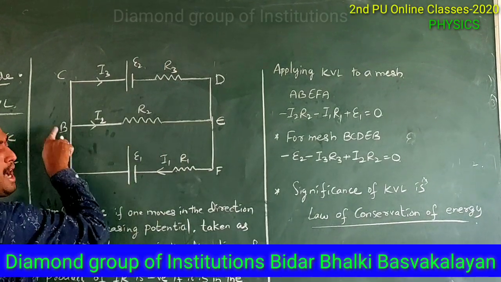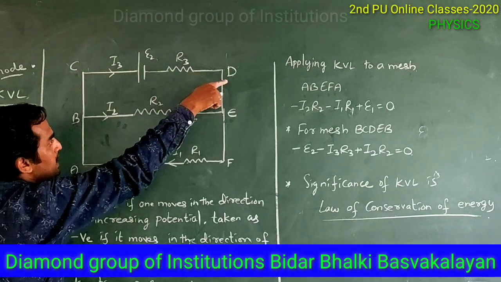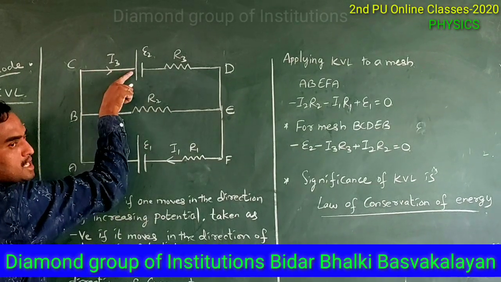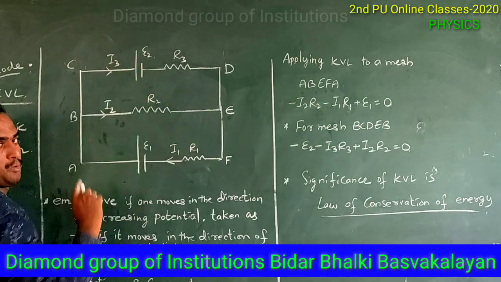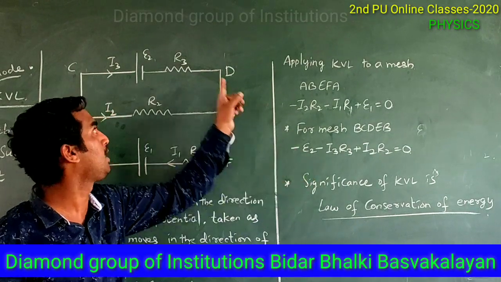Starting from B, again the ending point is also B. B to C, D, E, B. So here the current direction is decreasing potential because positive to negative. So that's why we started with minus. So what is the EMF value here?